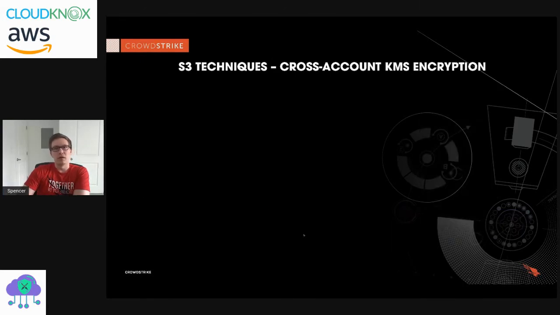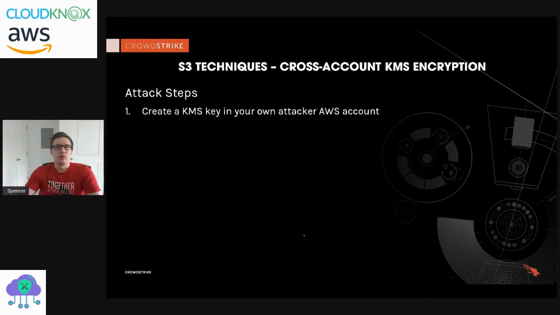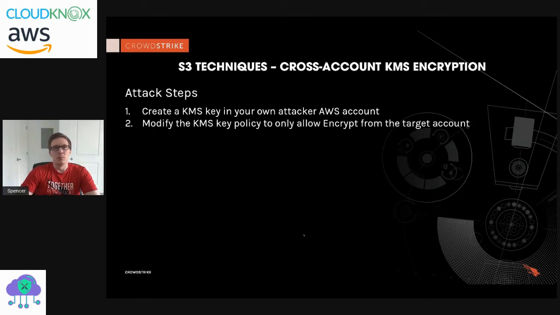So the next method is cross-account KMS encryption. Essentially, you need an attacker AWS account for this one. You create a KMS key in that attacker AWS account. You modify the key policy to allow cross-account access to your target account, but only the encrypt permission and nothing else. So not the decrypt permission, especially.